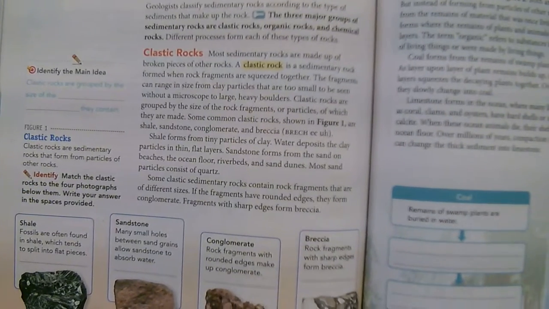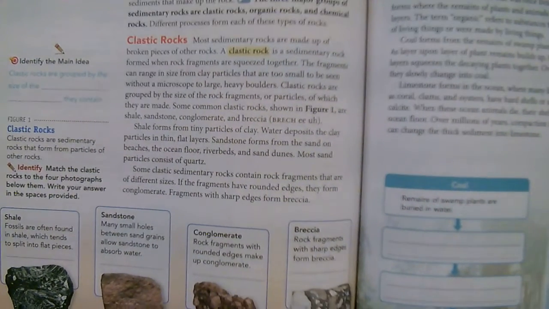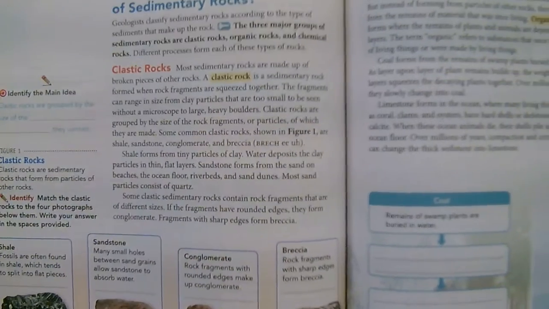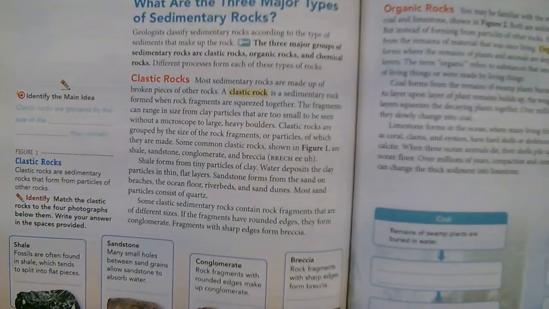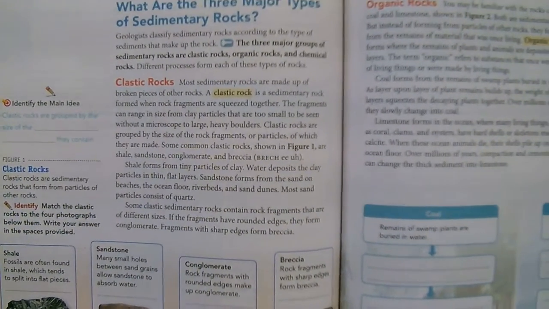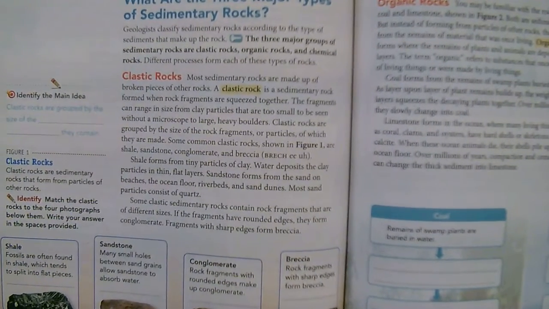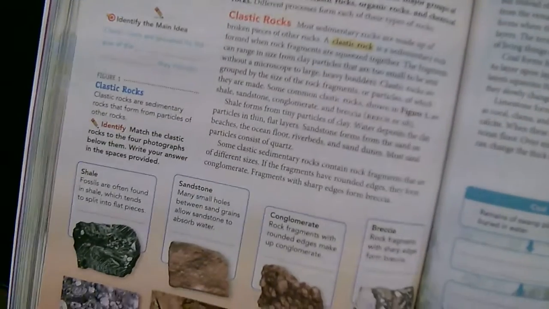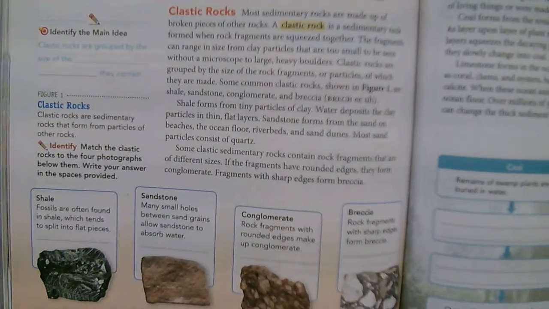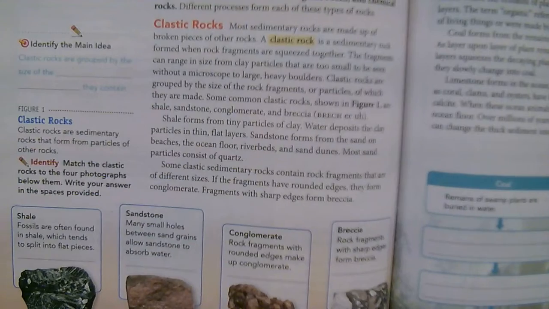Shale forms from tiny particles of clay. Water deposits the clay particles in thin, flat layers. Sandstone forms from the sand on beaches, the ocean floor, riverbeds, and sand dunes. Most sand particles consist of quartz. Some clastic sedimentary rocks contain rock fragments that are different sizes. If the fragments have rounded edges, they form conglomerate. Fragments with sharp edges form breccia.